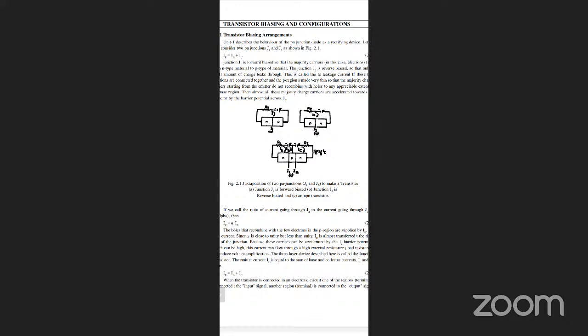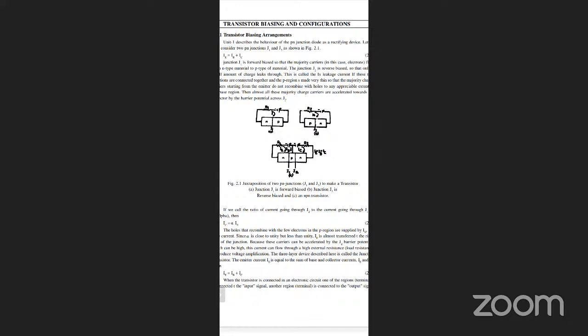What is a PNP transistor? P type is positive holes, N type is negative electrons. When the N type semiconducting material is sandwiched between two P types, that is PNP. Or when P type material is sandwiched between two N types, that is an NPN transistor.